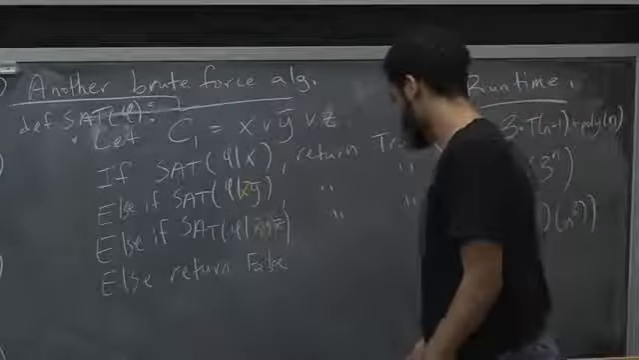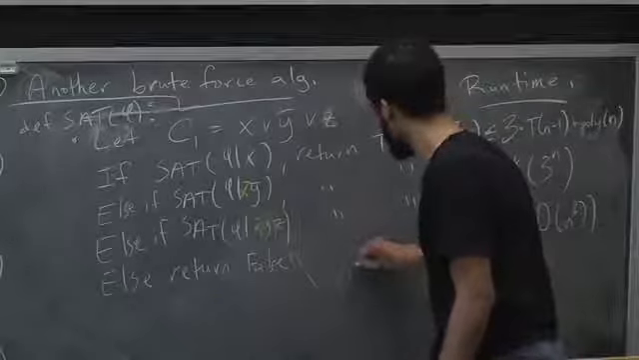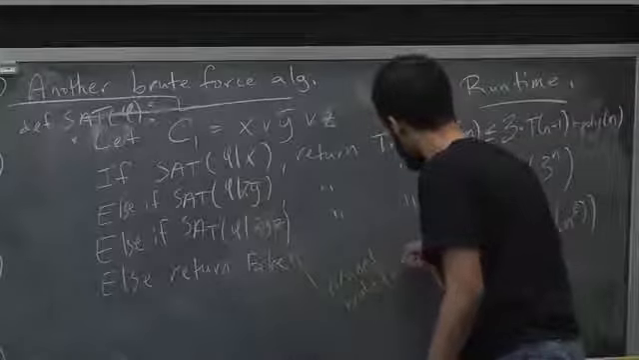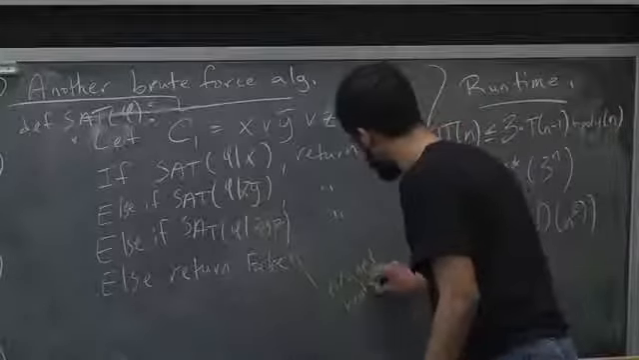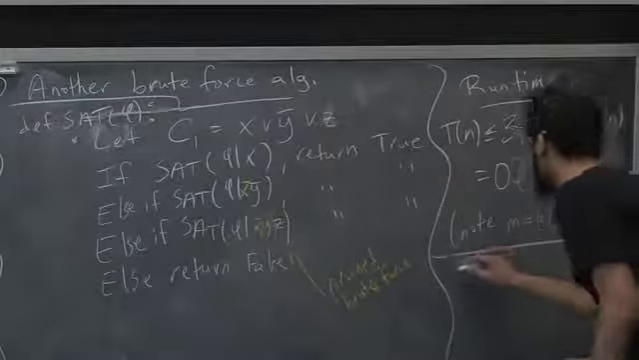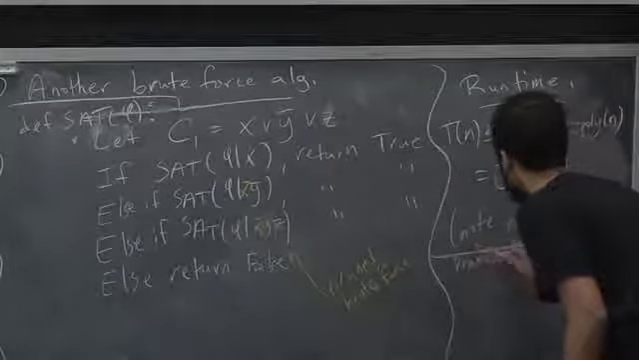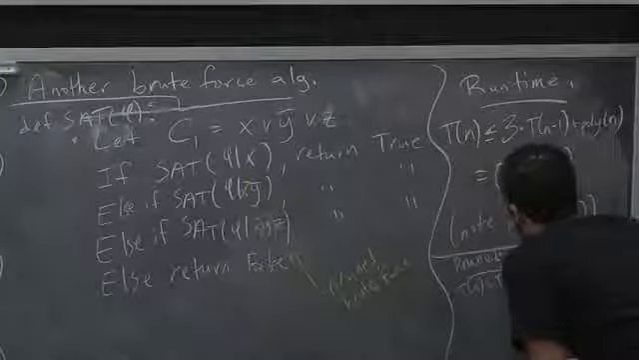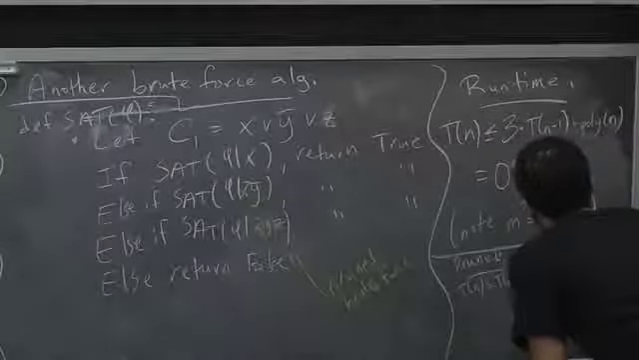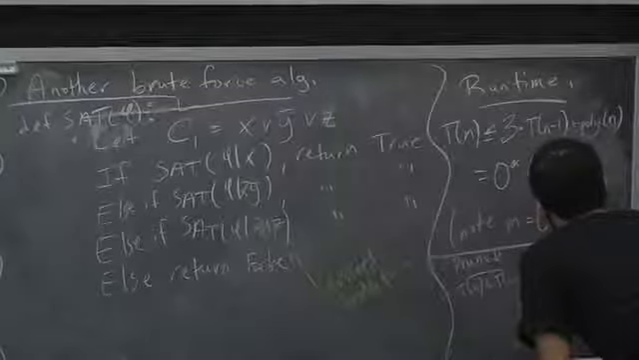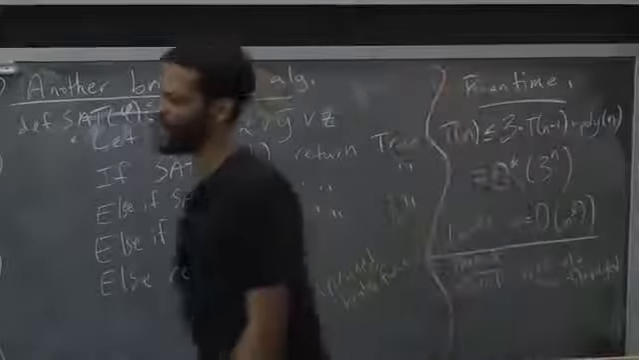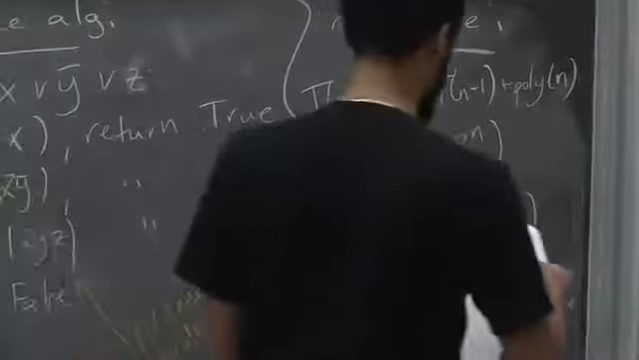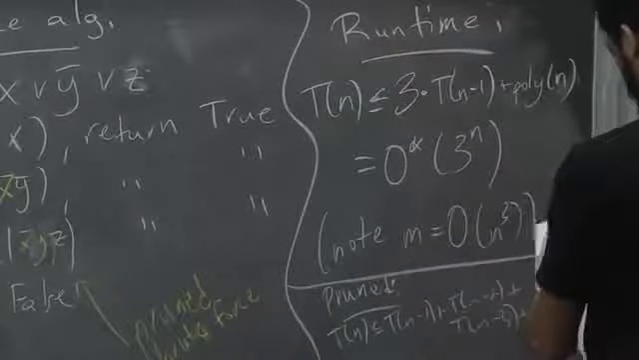So this yellow version is now the pruned brute force that I mentioned. And when you do the pruned one, you get T(n) is at most T(n-1) plus T(n-2) plus T(n-3) plus poly(n). And when you solve this recurrence, you can show that this is something like 1.8-something to the n.